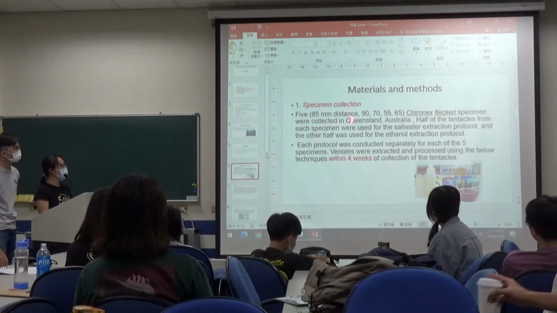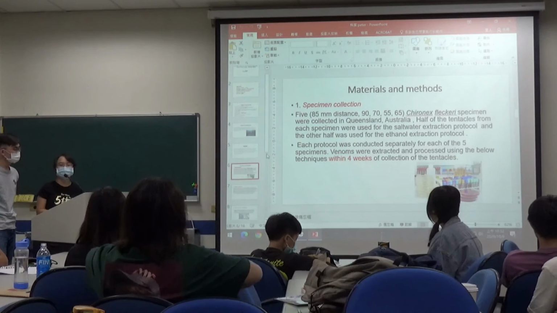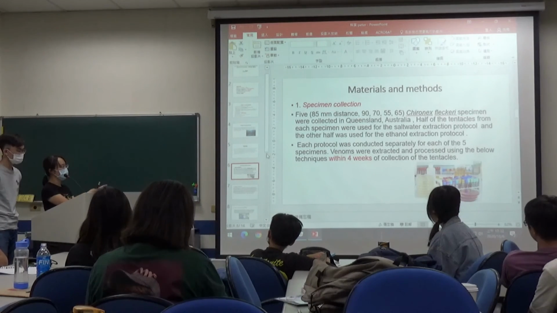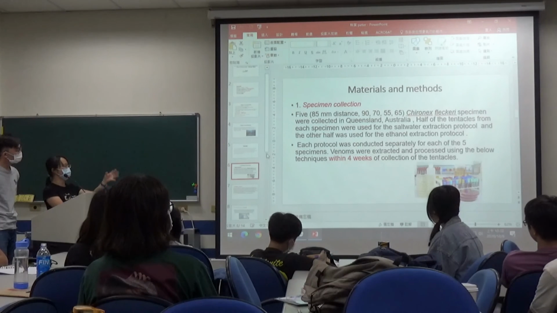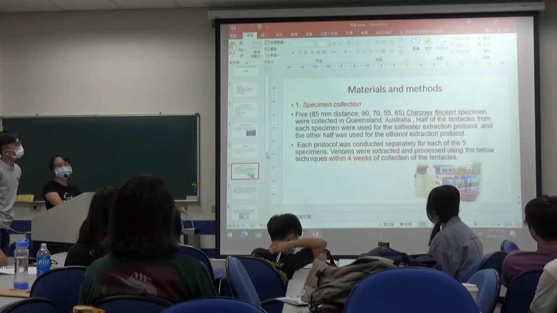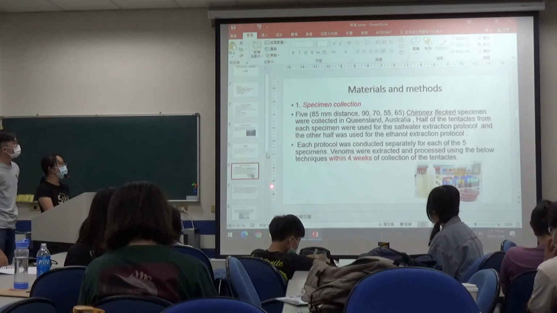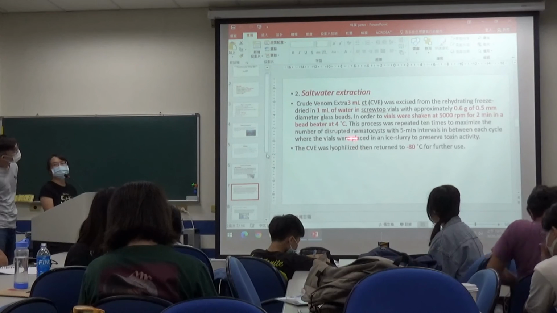So I would say, for material and method, the best way to present this is to use a flow chart. The first step, you collect samples. Next step, you cut the tentacles. The third step, you extract the tentacle with different solutions. And lastly, you do some measurements. And actually, these to me are all too detailed.